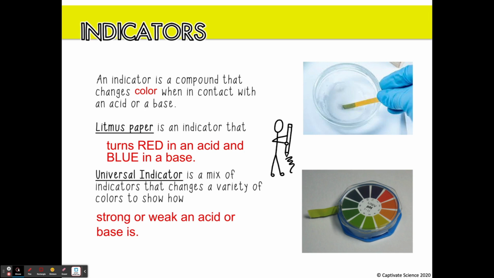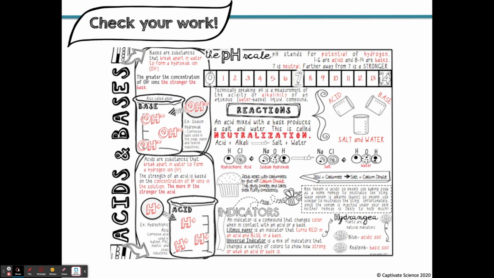So while litmus paper will just turn red or blue, it's either acid or base, the universal indicators have a variety of different colors, so it'll show you the strength of it. Okay, check your work. Make sure you have everything filled in up until this point.